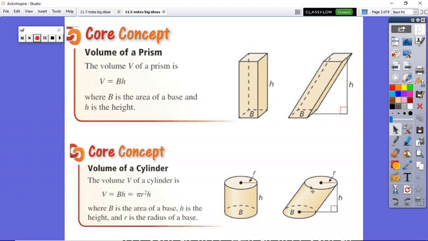Now, even if it's oblique, this is what's considered a right cylinder or a right prism. And when it's leaning, like Leaning Tower of Pisa type stuff, those are called oblique solids.